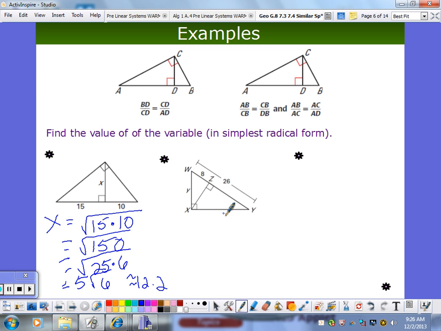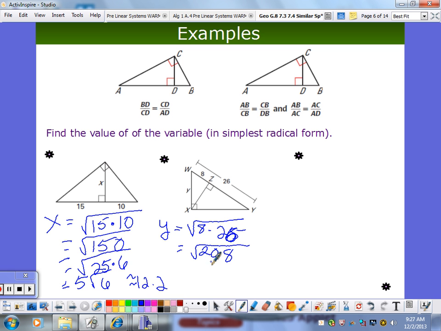Now this one, we're kind of at the bottom of the page here. I'm looking for a leg. So how do I find that? What is it the geometric mean of? Yeah, Maria? 8, the little piece that's adjacent to it, and the entire length of that hypotenuse, 26. What's 8 times 26? 208.